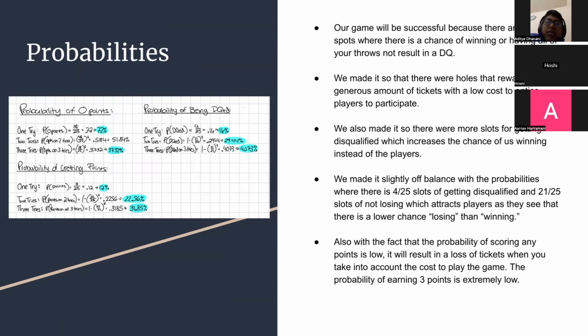We made it slightly off balance with the probabilities, where there are 4 out of 25 slots of getting disqualified and 21 out of 25 slots of not losing, which attracts players as they see that there's a lower chance of losing than winning. Also, with the fact that the probability of scoring any points is low, it will result in a loss of tickets when you take into account the cost to play the game. The probability of earning 3 points is extremely low. On the left, we have the math for each: the probability of 0 points, the probability of being DQ'd, and the probability of getting points.